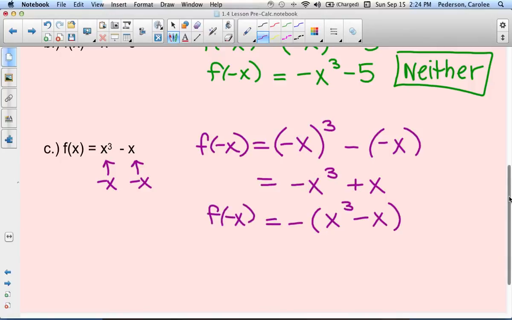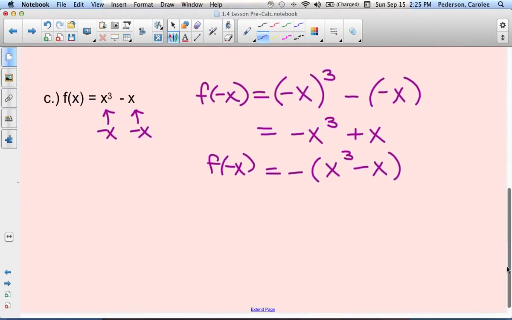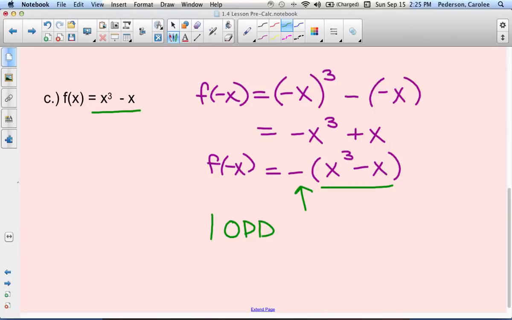To test to see if it's even or odd, if we come back up here, in the blue, you have to get the original function back. In the green, we want the original function back with a negative in front of it. Let's see if we have that. So from the original function in the black to the new function, we have that piece, and then we have a negative in front. So this is a scenario where it's considered odd. It's an odd function because f of negative x equals negative f of x.